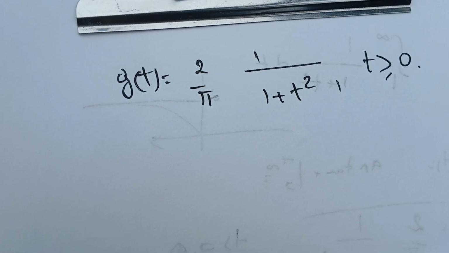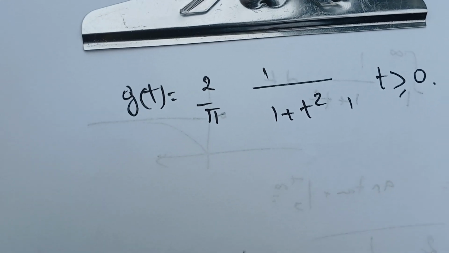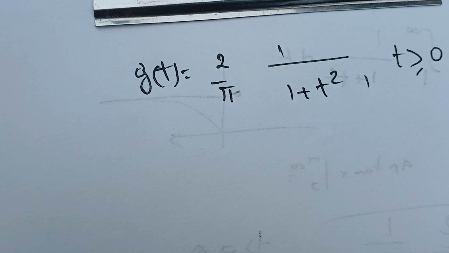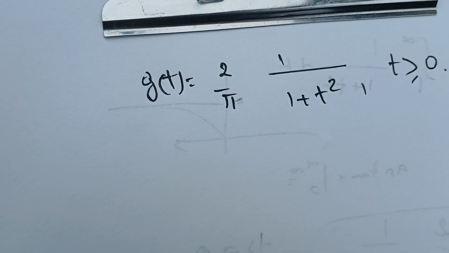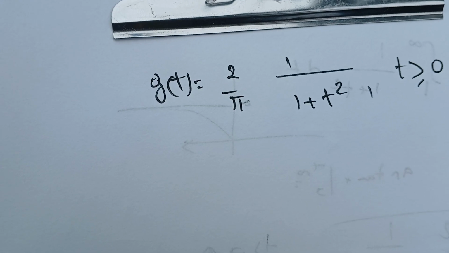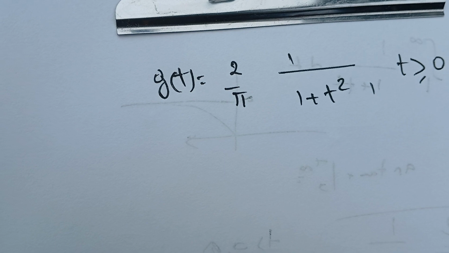Now let's consider the following function. G of t equals 2 over pi times 1 over 1 plus t squared. It's defined when t is positive. So can we use this function to model the waiting time for a bus?